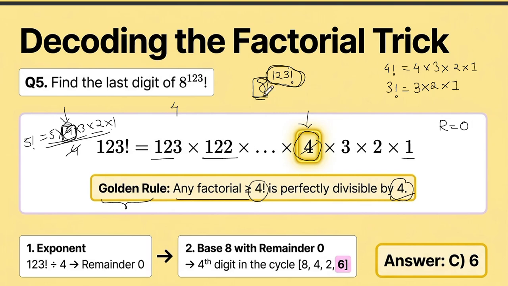Now the base is 8, so what is the cyclicity? 4. The cycle of 8 is 8, 4, 2 and 6. Since we are getting remainder 0, remainder 0 means the fourth number on the cycle is our unit digit. So the answer for this question is that the unit digit is 6.